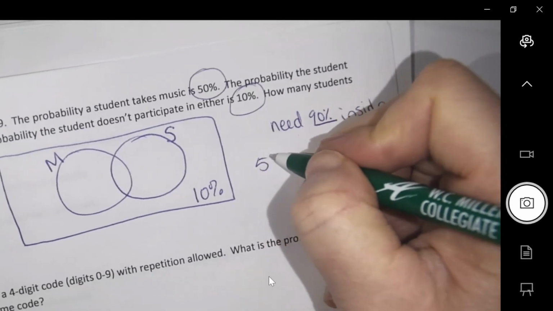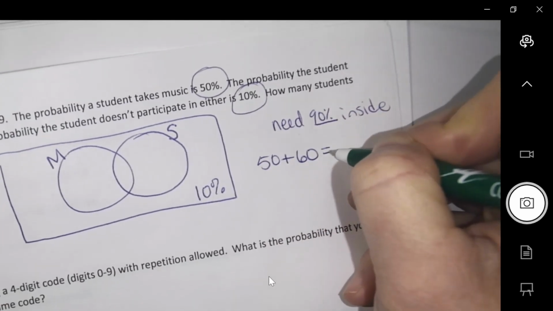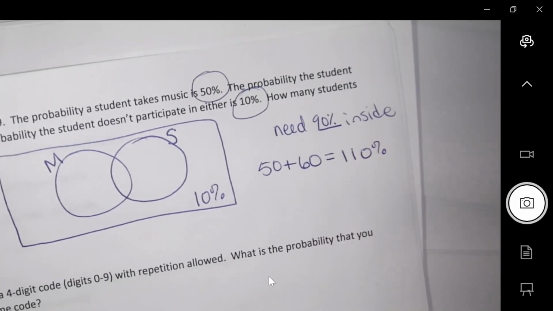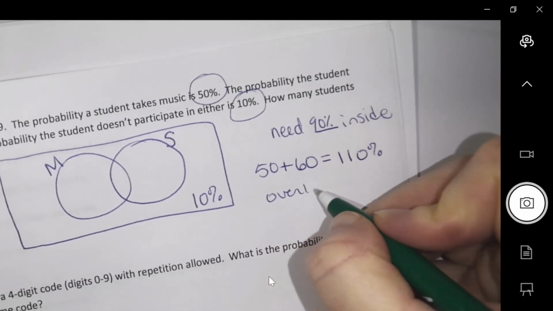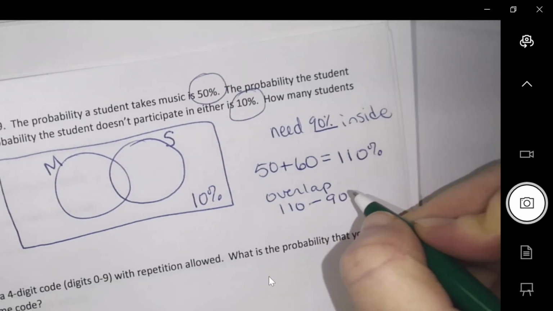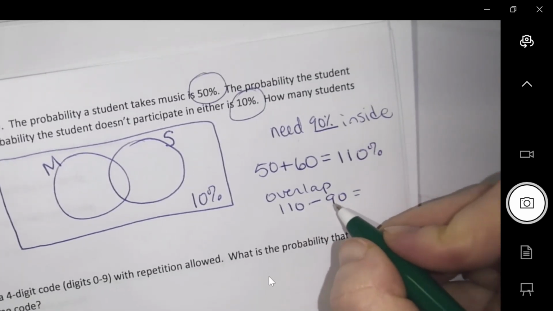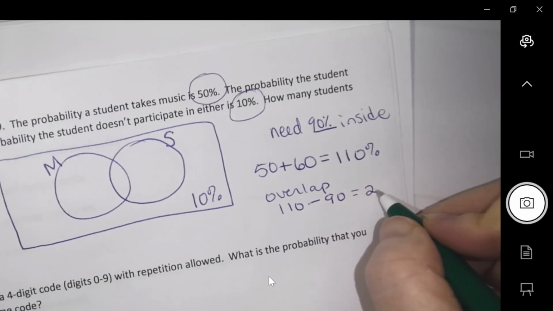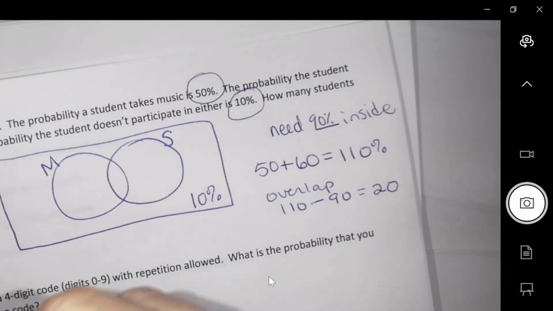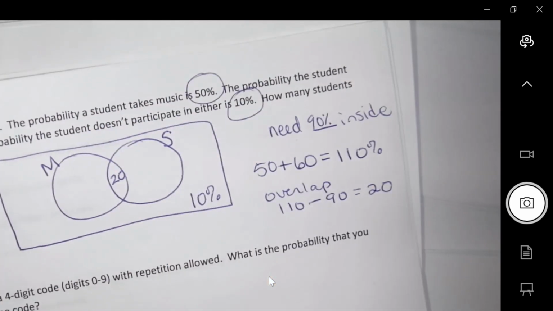I have a 50 plus a 60, which is 110%, which is obviously too much. So what will I put into the overlap? What I have there minus what I should have, which is 20% overlap. So 20% goes in the middle.